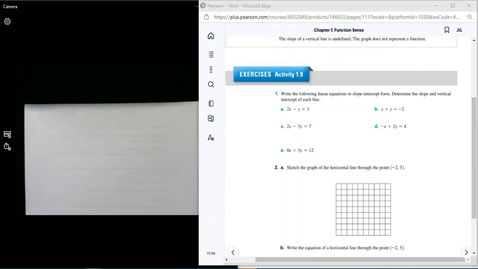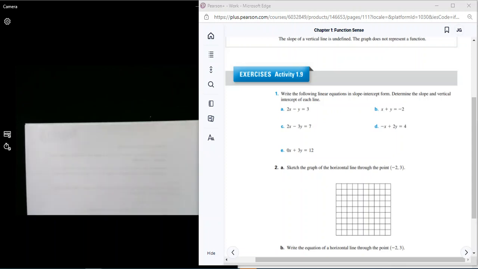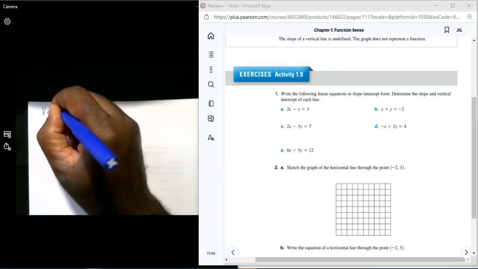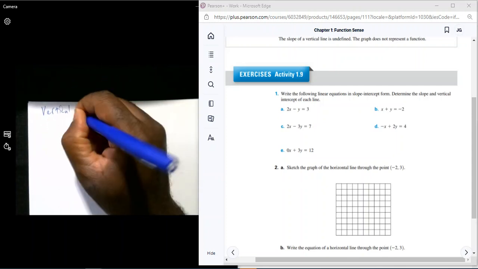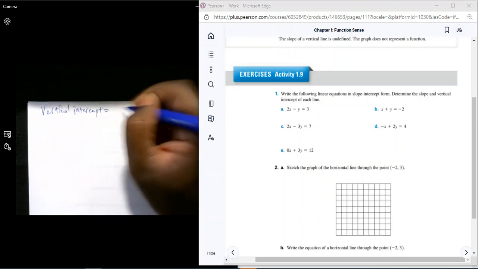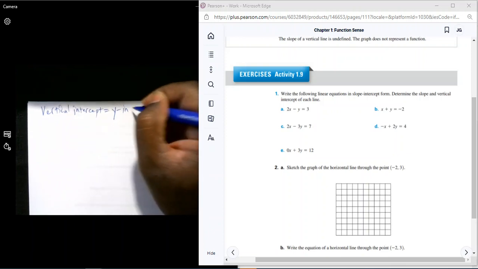So 1.9, it says write the following linear equations in slope-intercept form. Determine the slope and vertical intercept of each line. Now, one thing that we need to get familiar with is the terminology. Vertical intercept is equal to the y-intercept.